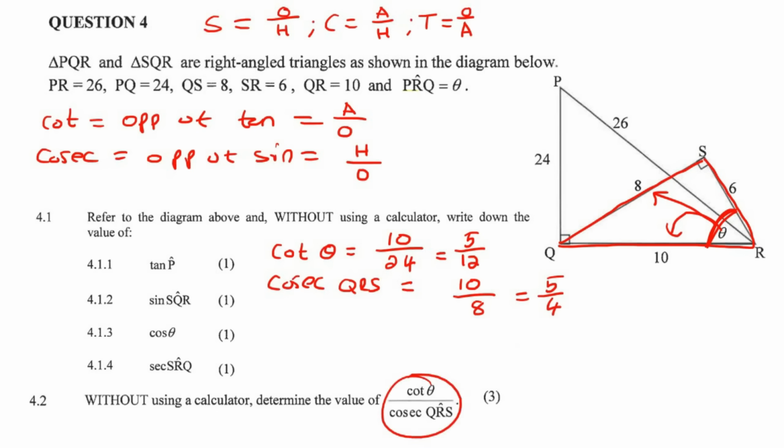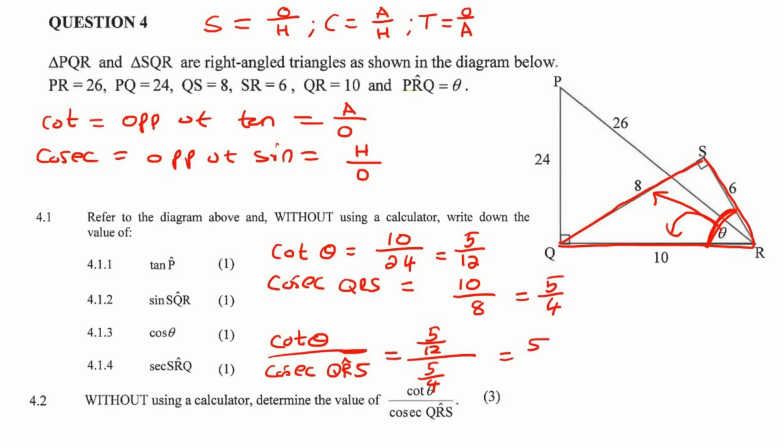Okay, so now we can put everything together. So we can say cot theta over cosec of QRS. And that's going to give us 5 over 12 divided by 5 over 4. And so that's the same as 5 over 12 multiplied by 4 over 5, because that's what you can do when you're dividing two fractions. And this should eventually give us 1 over 3 after you plug that all in on your calculator.